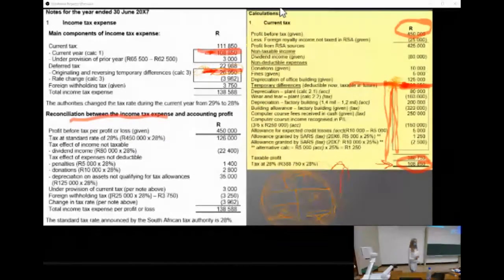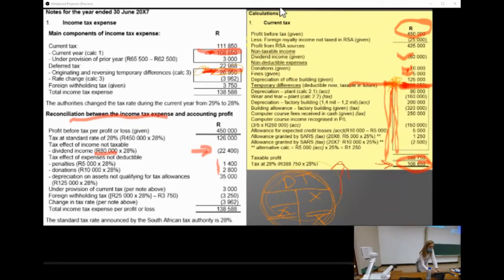Okay. So if we look at the reconciling items in our reconciliation, the first one we see is the dividend income. So the 22,400 is the tax on the dividend income. There's our dividend income. Next one is the tax effect of penalties and donations over here. There's the fines and the donations over there. Next one is the depreciation on the office building over here. There's my depreciation on the office building.